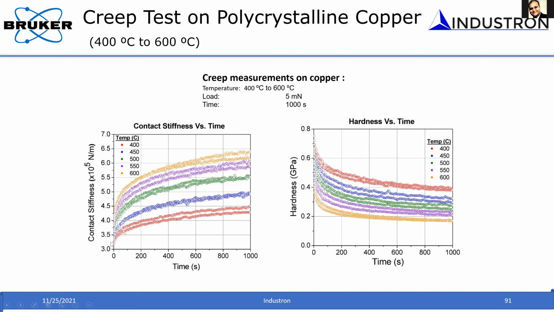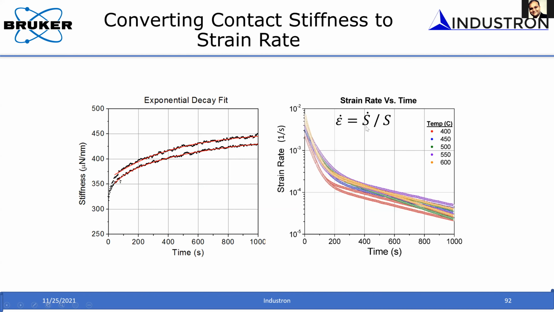time. Now you can fit this stiffness as a function of time curve, and you can differentiate, and you can measure that S dot over S, basically dS by dt over S, and that gives you the strain rate. So you can measure the strain rate by fitting this curve. Similar to S dot over H, you can do S dot over S.